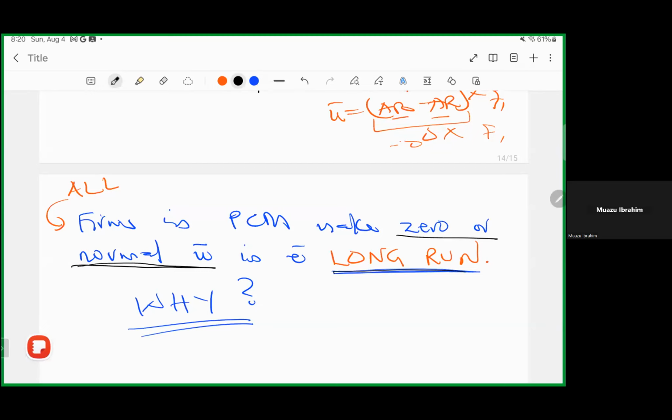And why do they make that kind of profit in the long run? Because of free entry and free exit, and because of the presence of many buyers and many sellers. I will ask you this in the exam. Okay, it's going to be one of the sub-questions.